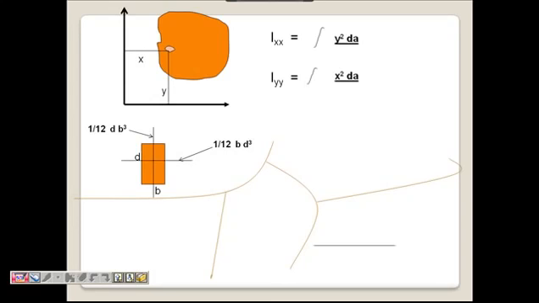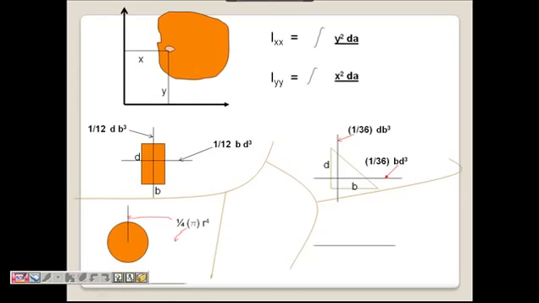Now what we know for the rectangle, we should also know for other standard figures. This is a triangle. It's similar. We have centroidal x and y axes, and what was 1 by 12 is now 1 by 36. That's the only difference. So Ixx is 1 by 36 b d cube and Iyy is 1 by 36 d b cube.